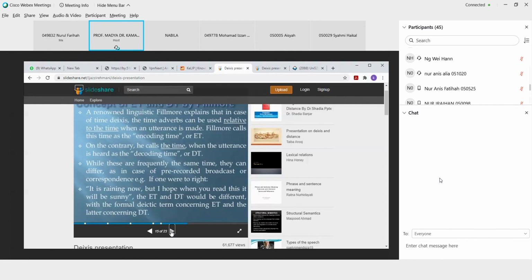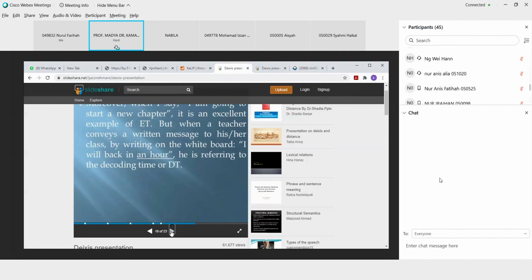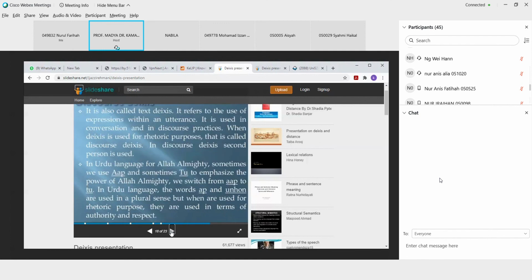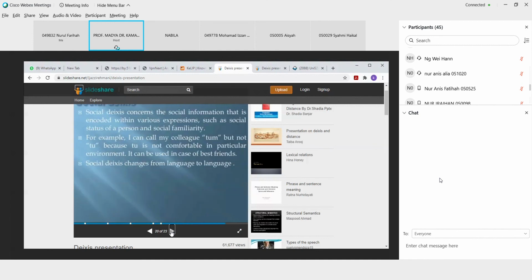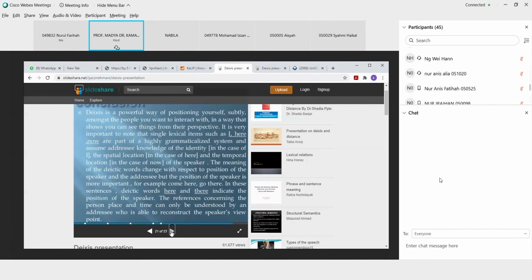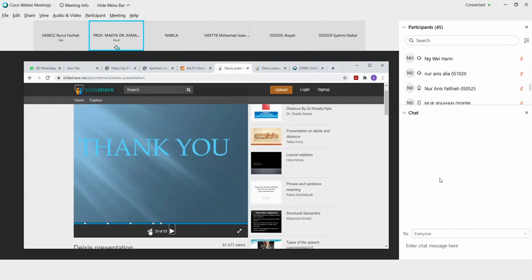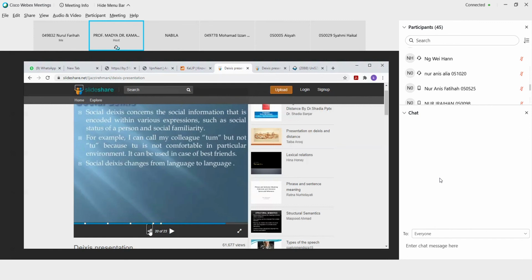So you will read the explanation on the theory of deixis. I hope that you will read this yourself. And the conclusion given by the author regarding deixis. So this concludes our lecture.